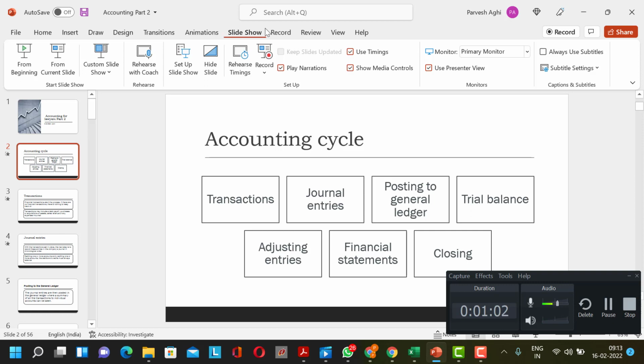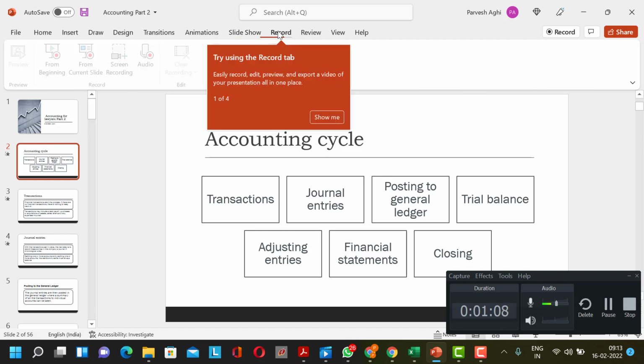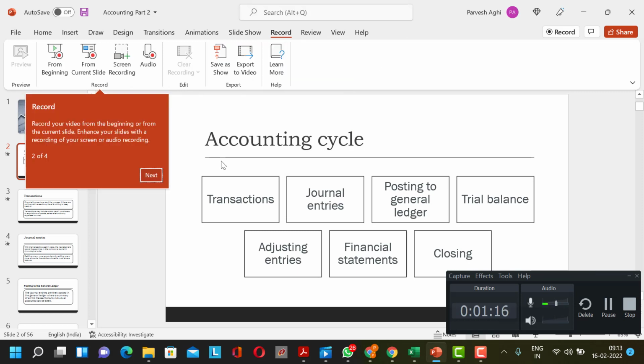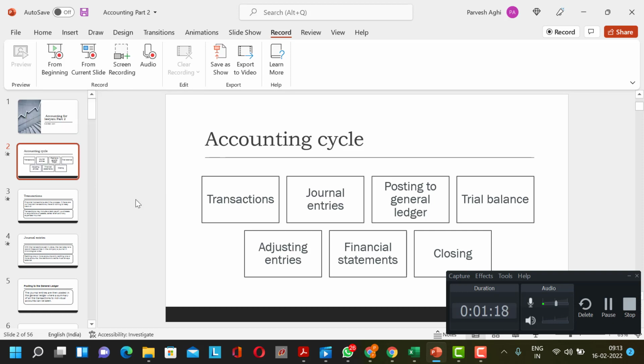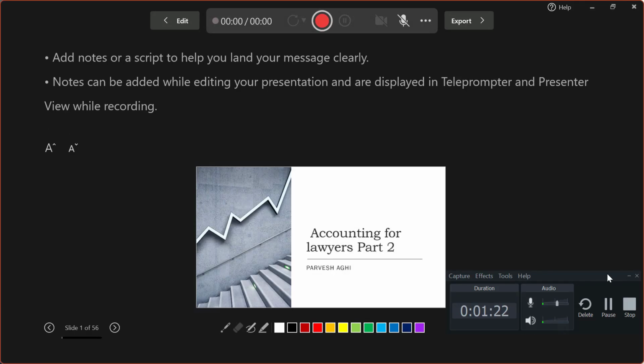Because otherwise you have a record option here also. I've never tried this. If you are looking at my presentation, there's a record option here. So you can even record. I believe there are some software which now come along with Microsoft. So you can even record using this. Okay, we'll try that later on. So let's start that.